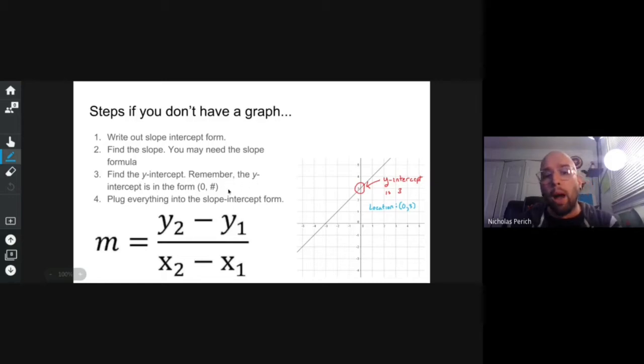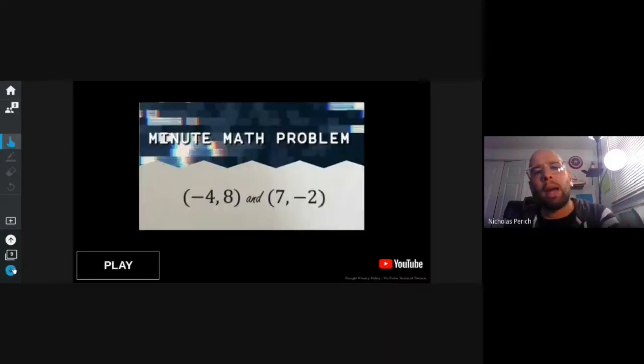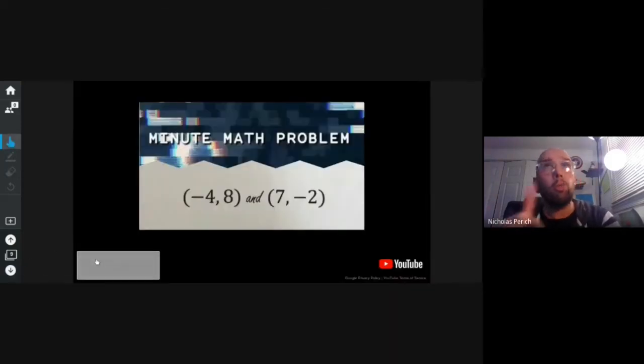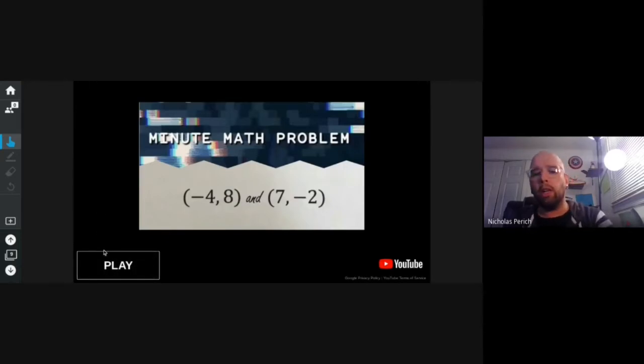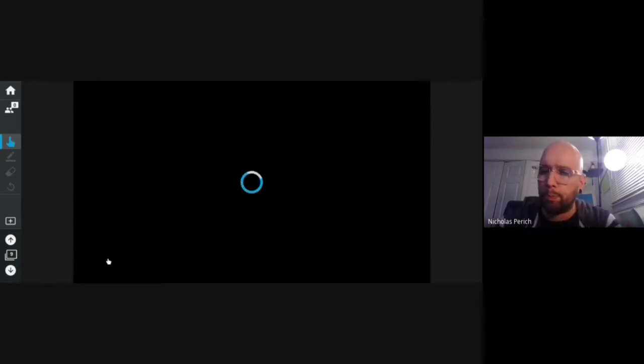Find the y-intercept. This is where it gets wacky pants. Remember, the y-intercept is in the form 0 and then a number. So that might make life easy, but it may not. Okay, plug everything into the slope-intercept form. So let's quick practice the slope formula, just once. We'll watch the video, then practice it once, and then we'll watch another video to help us understand what's going on. All right, here we go.